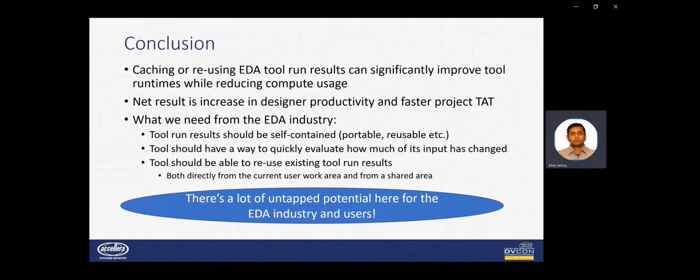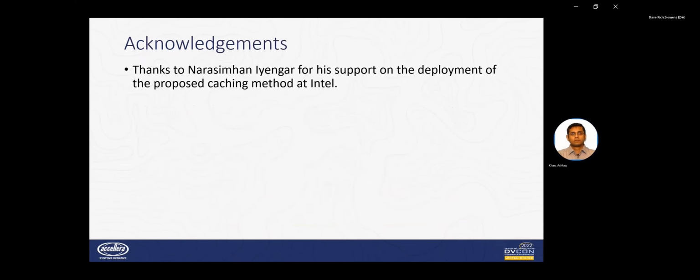Tools should have a very quick way of evaluating how much of its input has actually changed and how much of the results from previous runs can be reused. Tools should also give us a way to reuse existing tool run results, not just from the current work area, but also from a shared work area, which helps with larger teams and large-scale designs. With that, I will conclude the presentation.